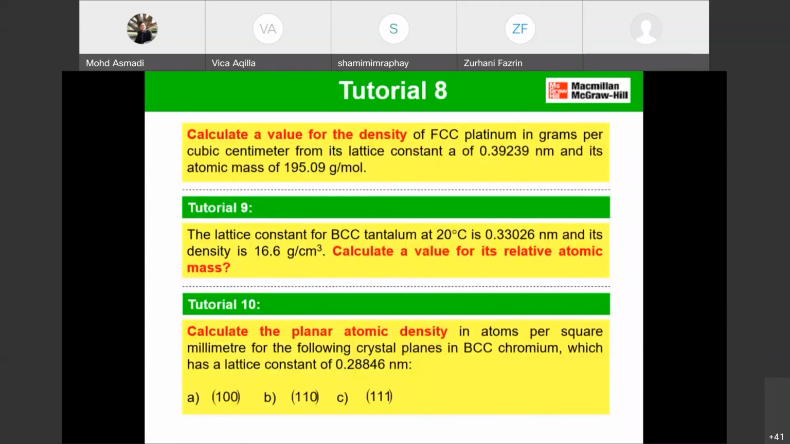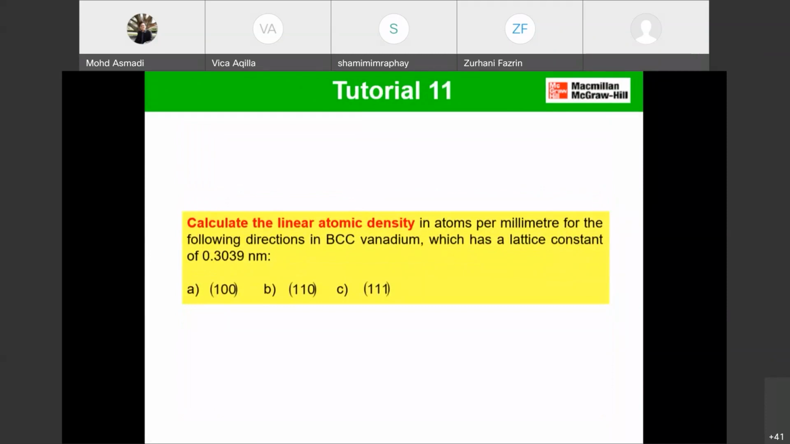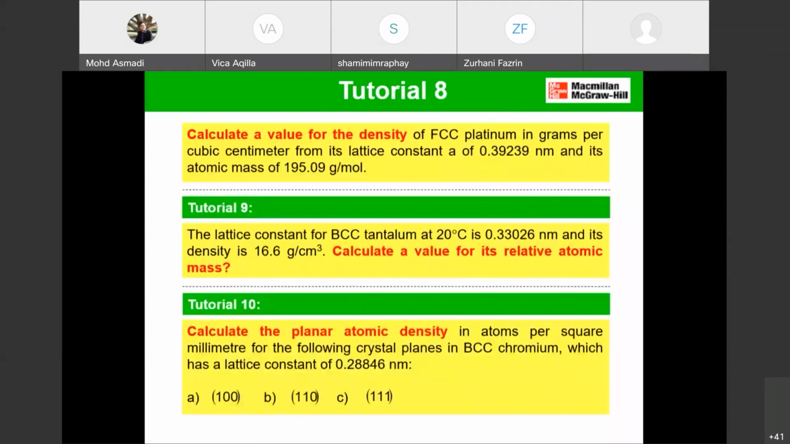This is a tutorial for the planar density and linear density. I think I'm going to put it in the tutorials for assignment 3. This one also I will put in, because I think it's really easy, so you can solve it.